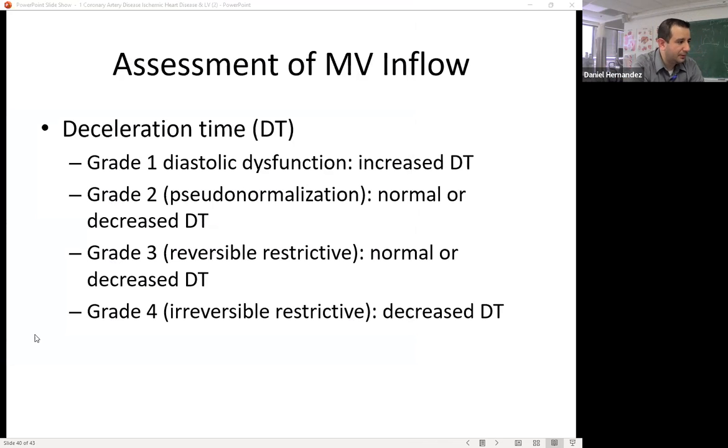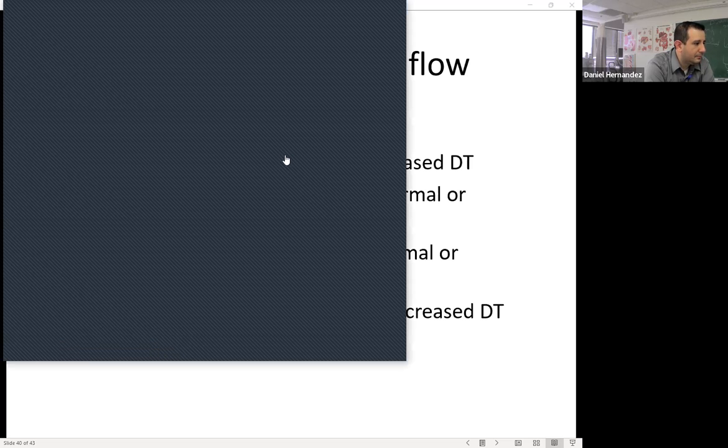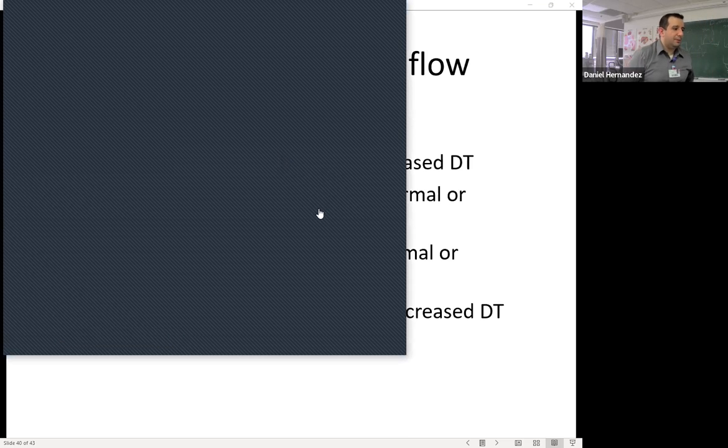I'm just skipping the ones everyone got right. An indication for severe aortic stenosis would be a velocity greater than 4 meters per second. If they give it to you in centimeters per second, it'd be greater than 400 centimeters per second. Mitral valve can be considered severely stenotic when the valve area is less than 1 centimeter squared.